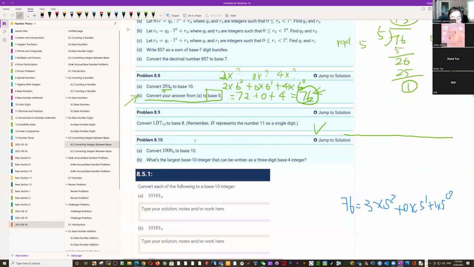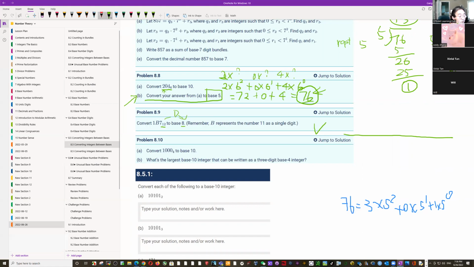Then let's go for problem 8.9, trying to convert 1B7 base 12 to base 8. It's very difficult to convert base 12 directly to base 8. So we're going to convert this to decimal first, and then convert the decimal to base 8. So it's a two-step way to do it.